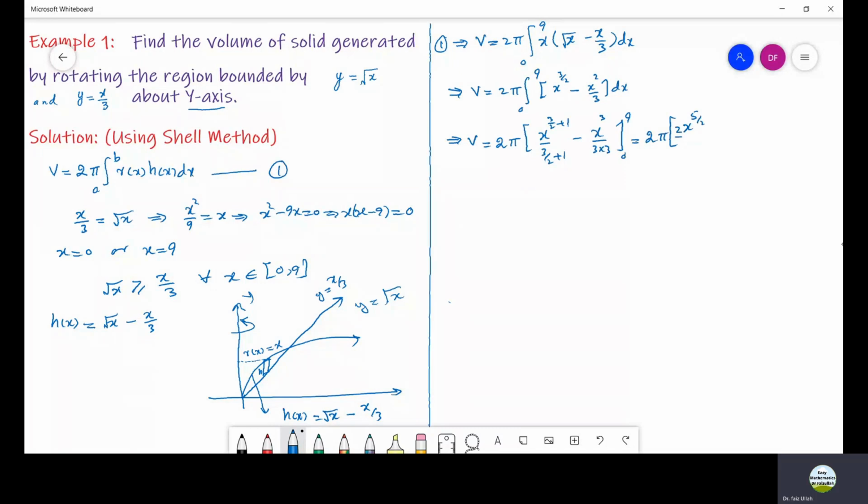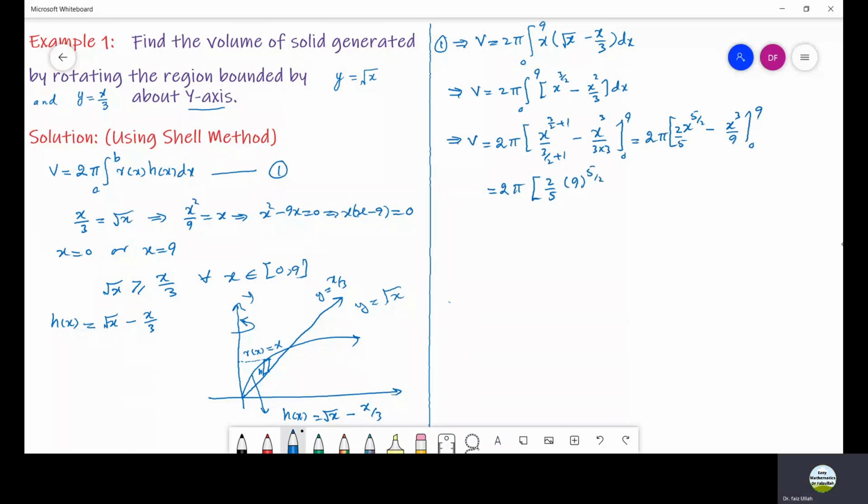So it has become 2/5 x^(5/2) minus x^3/9, and the limits are from 0 to 9. Now we need to put in the upper limits. So we have 2π, and the limit is 9.